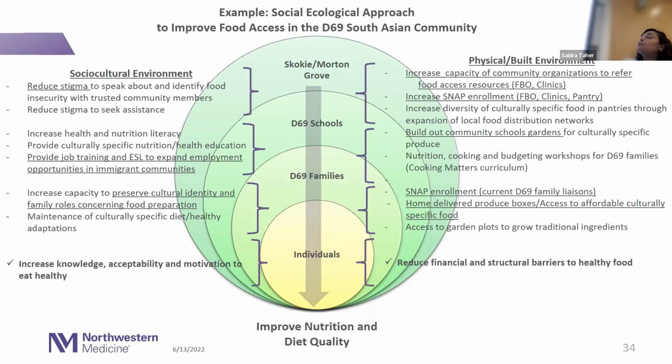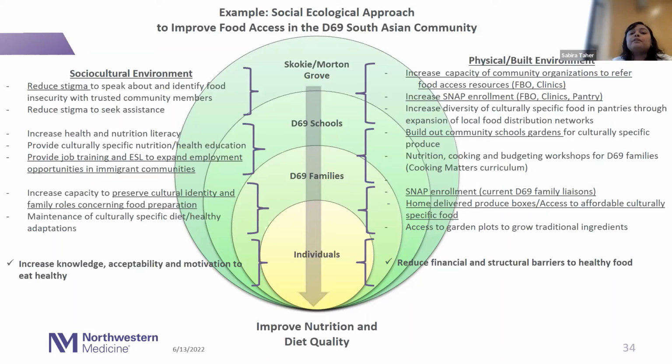From a physical built environment perspective, really increasing capacity of community organizations to refer food access resources. Right now, most of those referrals are happening in healthcare settings, including SNAP enrollment. And as we've learned, clinicians don't really have time to do that type of work. So how do we train faith-based organizations and food pantries to step in and take on some of that responsibility?